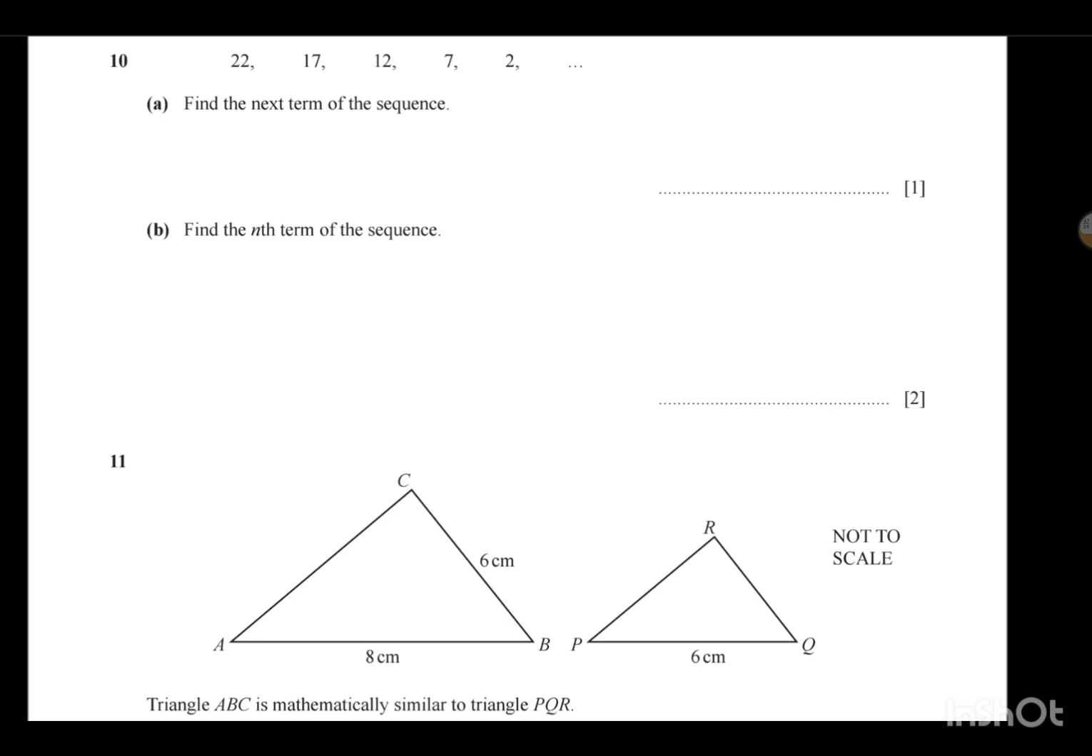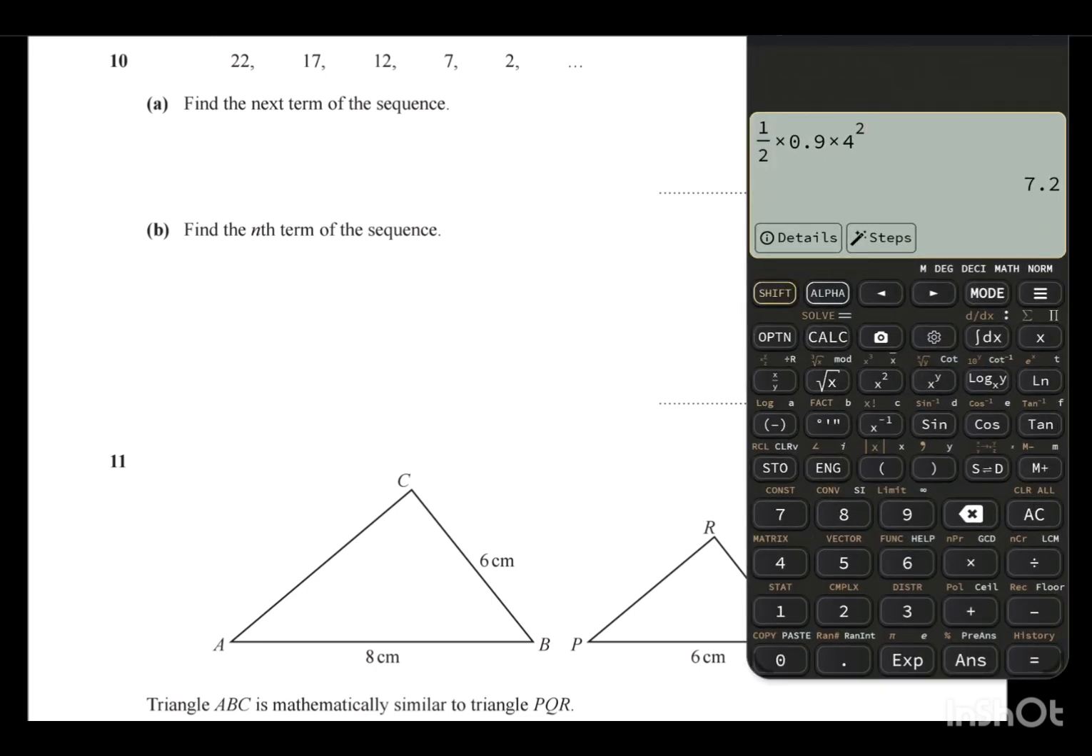So 17 and 22, if we take 17 minus 22, you can take 22 minus 17 and check. You can do it in calculator also, no problem. You will get the exact answer instead of doing this. So just do 17 minus 22. We get minus 5. Now check the next also.